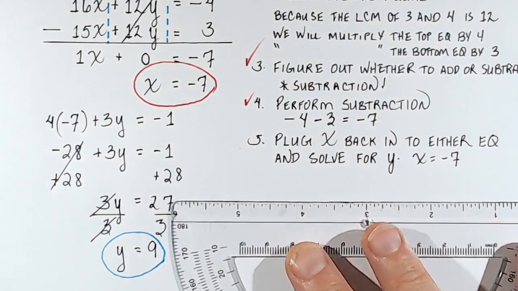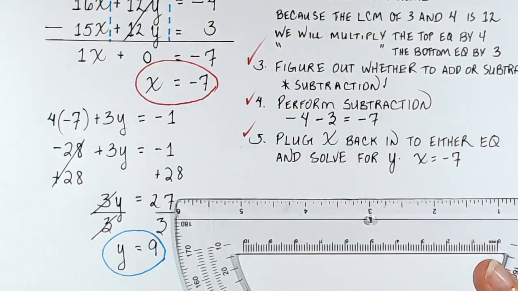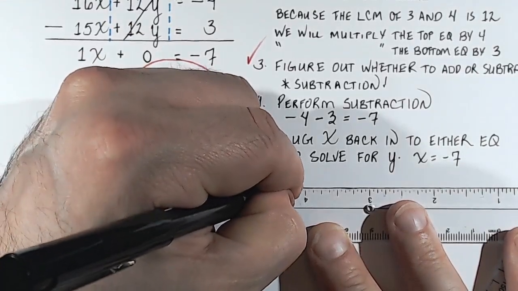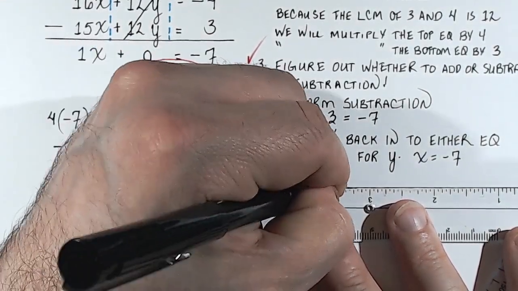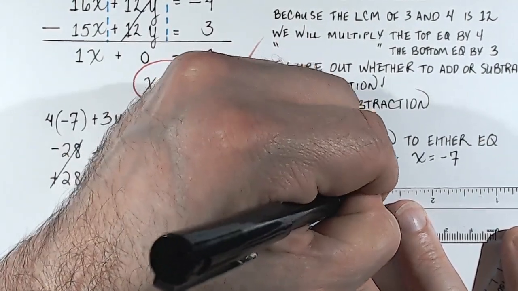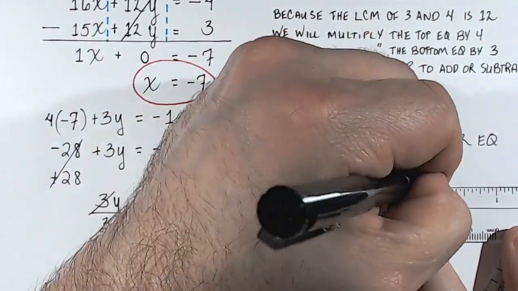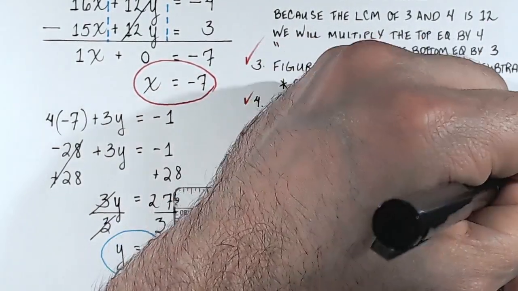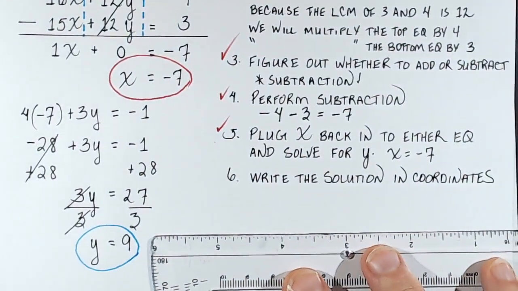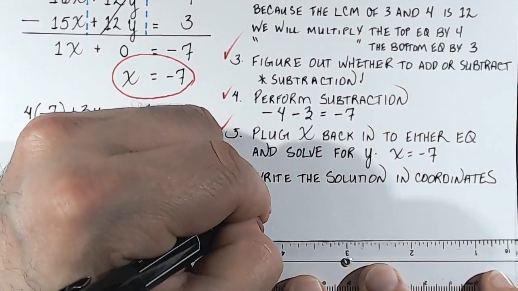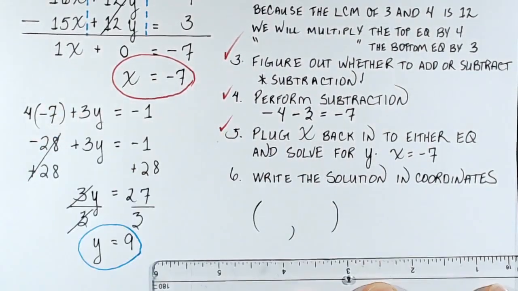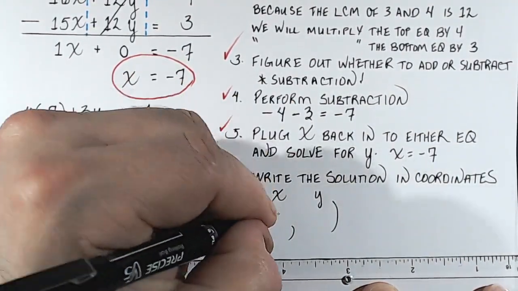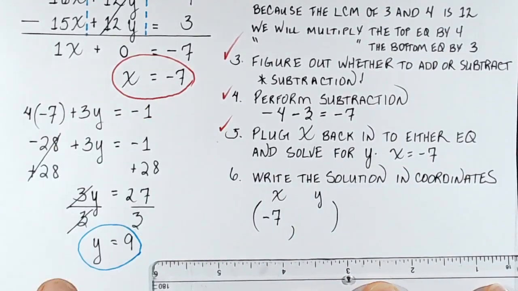So now we finish step 5, and the final thing we have to do is just write the solution to the system in coordinate notation. We'll just say as coordinates, okay? And so that would look like this. Open parentheses, close parentheses, comma. The first one's x and the second one's y. So x is negative 7 and y is 9.